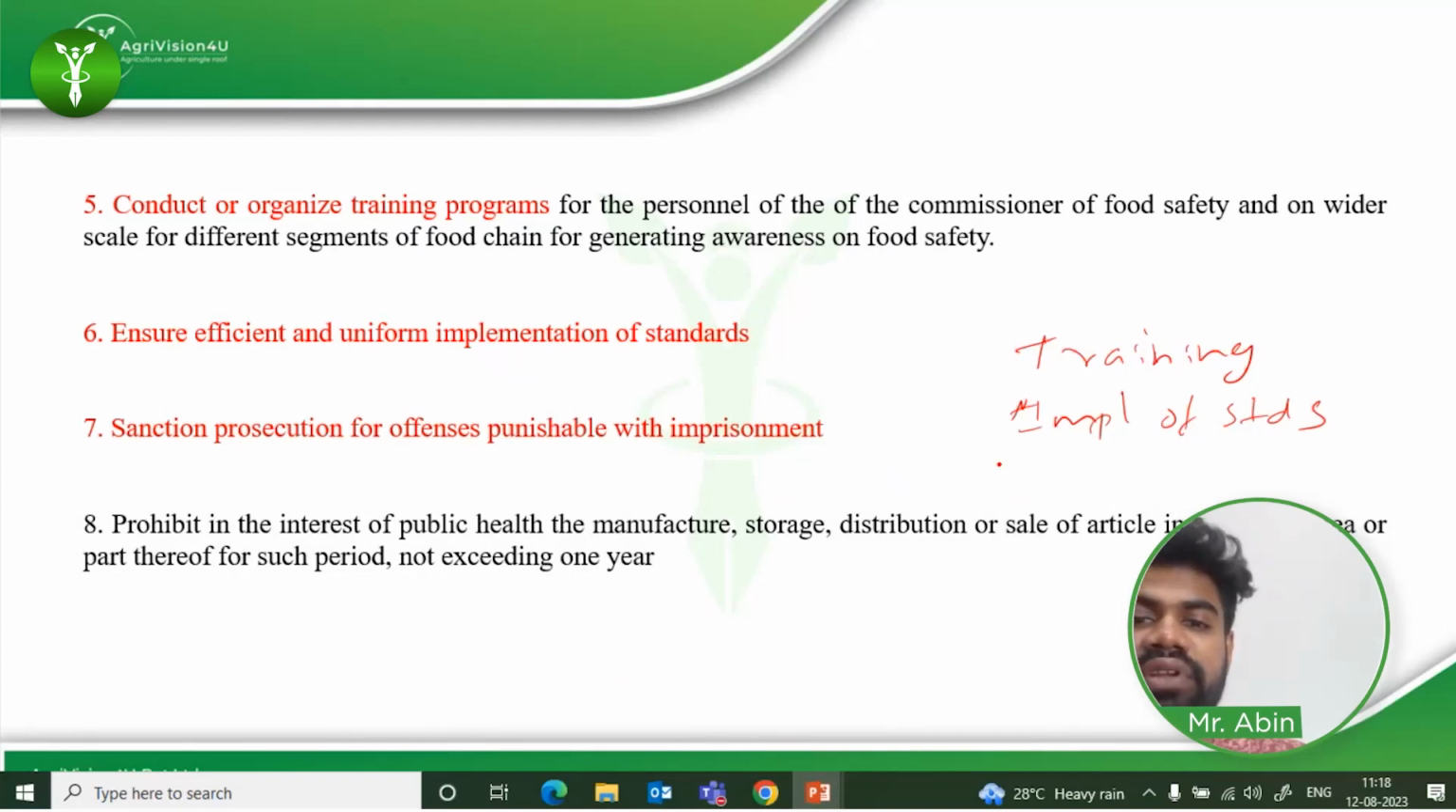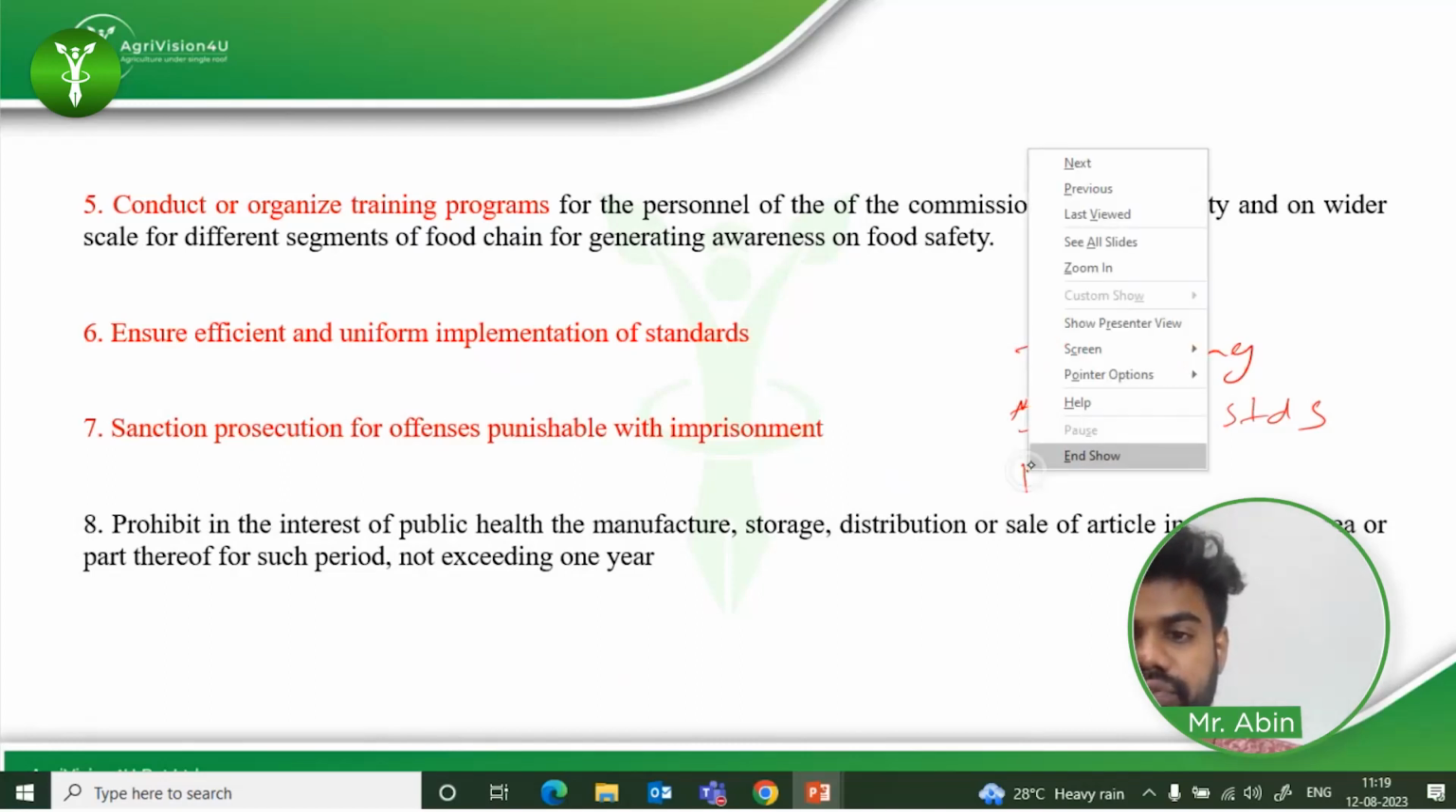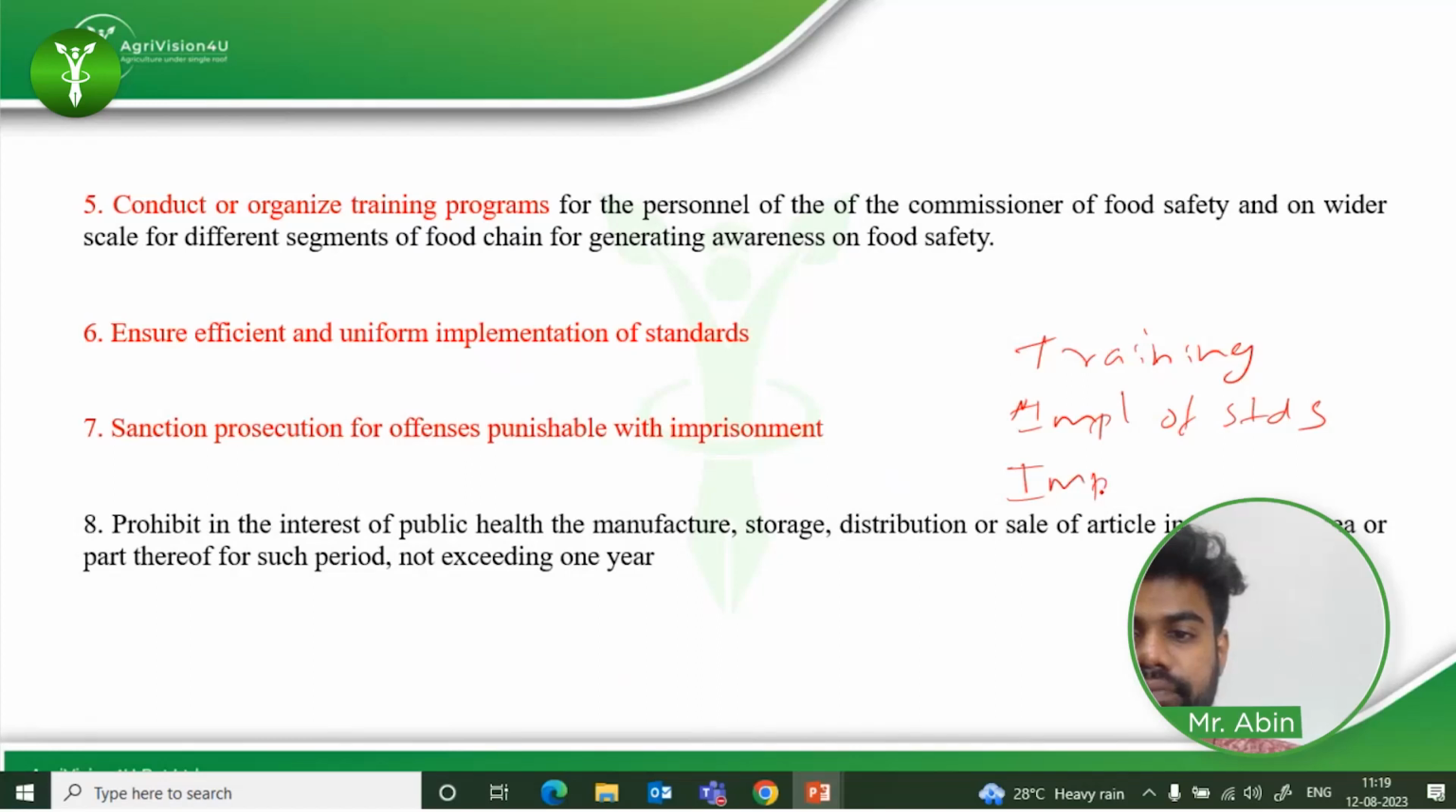As I already told you, if an offense occurs, there will be imprisonment and penalty, and fees also you need to pay. If only a fine is involved, then the DO can sanction this. If some imprisonment is involved, then it will be the responsibility of the CFS, the Commissioner of Food Safety, if someone is acting against or violating the Act.